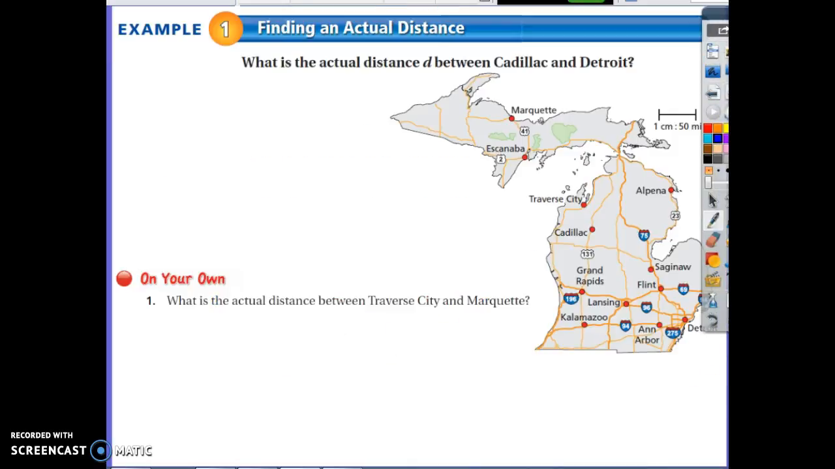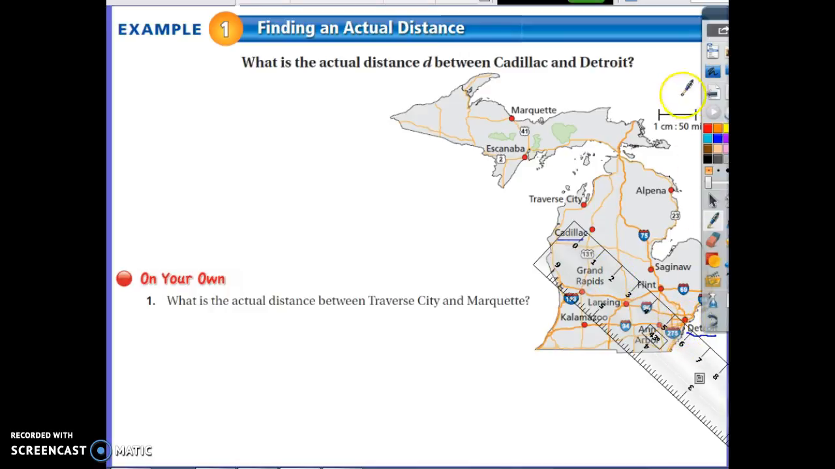In example 1, we're going to find the distance between Cadillac and Detroit. Detroit is down here on the bottom right of my map, and Cadillac is more towards the middle of my map. I'm going to get out my ruler and measure the distance between these two cities. On my ruler, I see that from Cadillac to Detroit, it's about 5.5 centimeters.